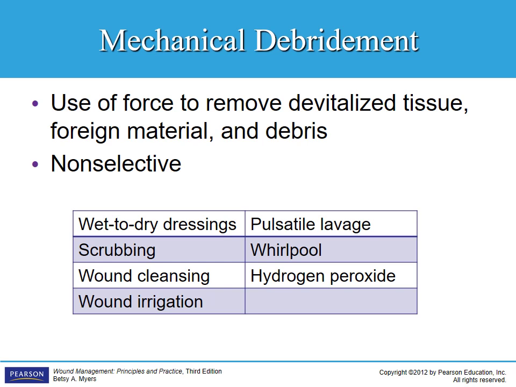Mechanical debridement is when you use force to remove devitalized tissue, foreign material, and debris. The most common form of mechanical debridement is a wet to dry dressing. I'll say that again. The most common form of mechanical debridement is a wet to dry dressing. It's non-selective. You're taking off many different types of tissue, not just the devitalized tissue. You can see here in this little box underneath, there's wet to dry dressing, the pulsatile lavage, whirlpool, hydrogen peroxide, wound irrigation, wound cleansing, and scrubbing. All forms of mechanical debridement, which is a non-selective form of debridement.